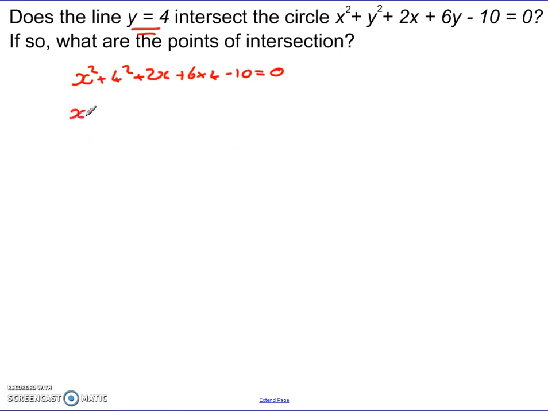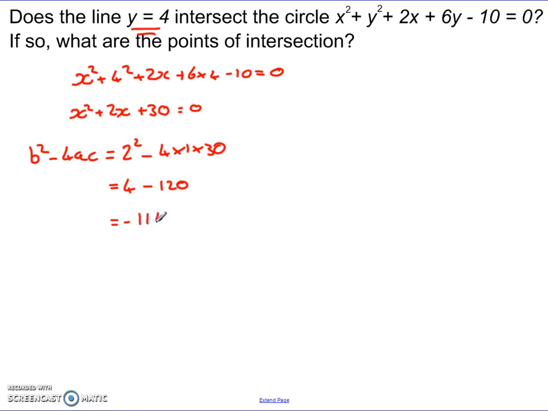Now it's just a case of simplifying this and putting it in the form that we want. So I've got x squared plus 2x, and then the constants, I've got 4 squared, which is 16, plus 6 times 4, so plus 24, so 16 plus 24 is 40, take away 10, gives me plus 30, and that equals 0. So now we've got it in this form, we have to look at the discriminant, the b squared minus 4ac for this. So b is the 2, a is 1, and c is 30. So I've got 2 squared, take away 4 times 1 times 30. 2 squared is 4, then 4 ones are 4, times 30, 120. So that gives me negative 116.